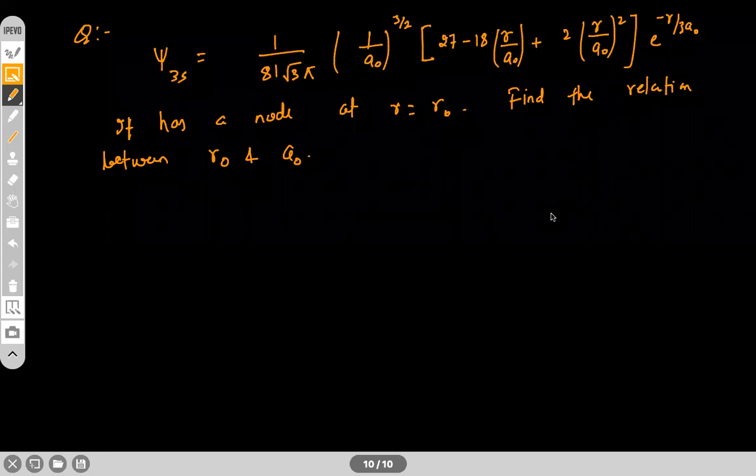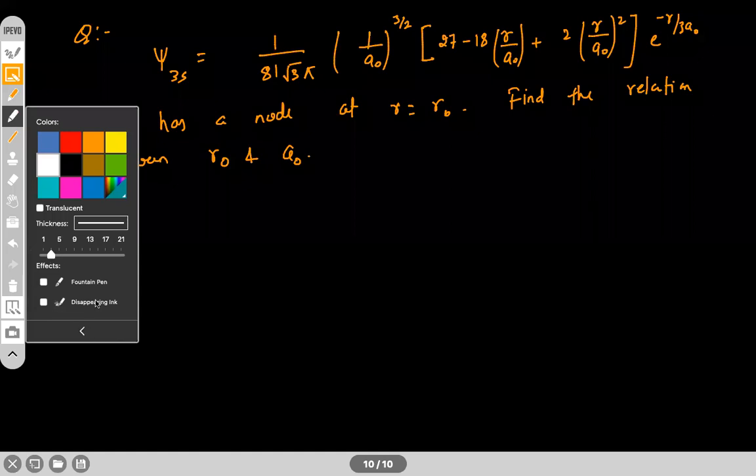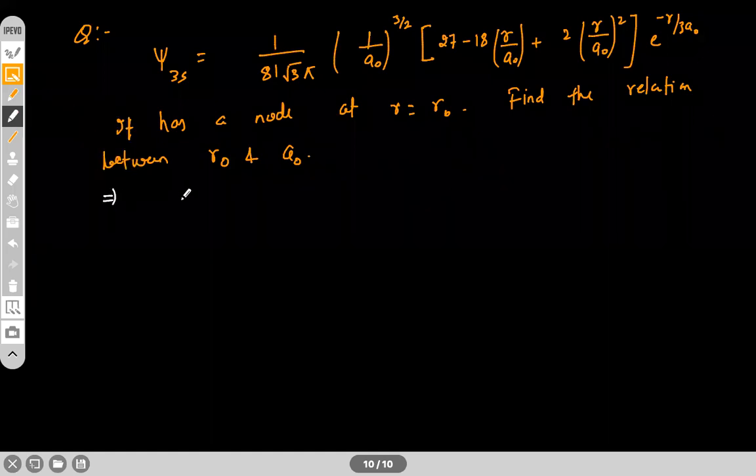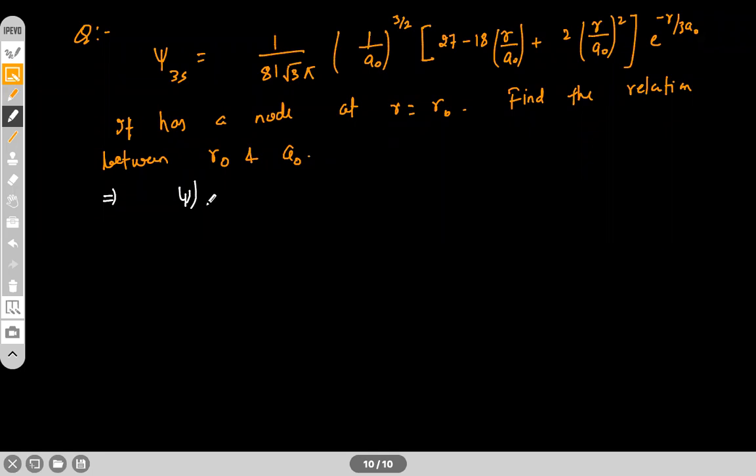Okay, see this. It has a node at r equals r naught. Node means what? The probability of finding an electron will be zero. Psi square is zero, and that means psi is zero. So psi for 3s at r equals r naught is zero. So we have to substitute this psi equals zero over here and solve this equation.